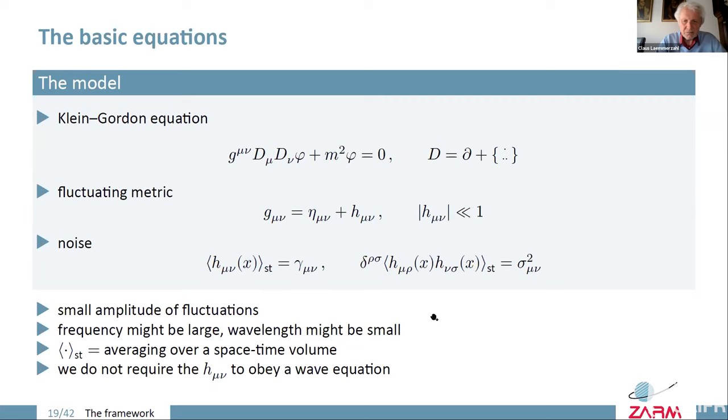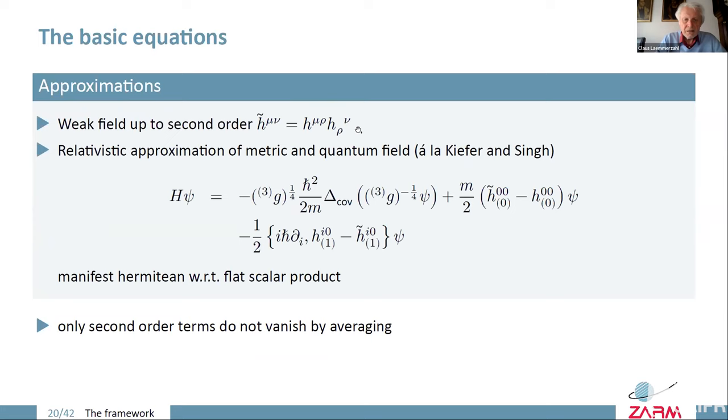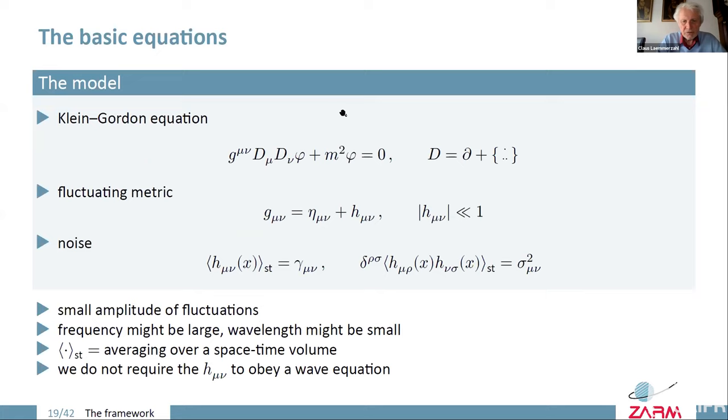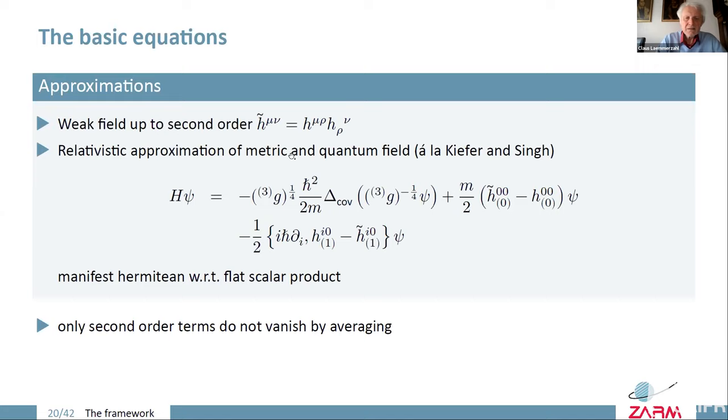One can make the approximation up to second order in order to see any secular effects. So all the tilde effects are quadratic in the metric fluctuations, and then we can derive from this Klein-Gordon equation an effective Schrödinger equation with the correct Laplace-Beltrami operator and some additional terms. And only these quadratic terms do not vanish by further averaging. And this is what we are doing now.